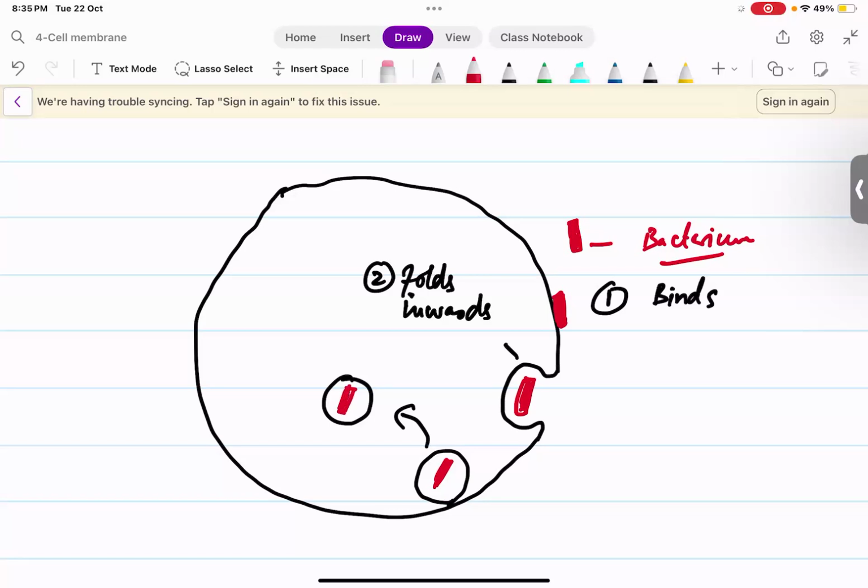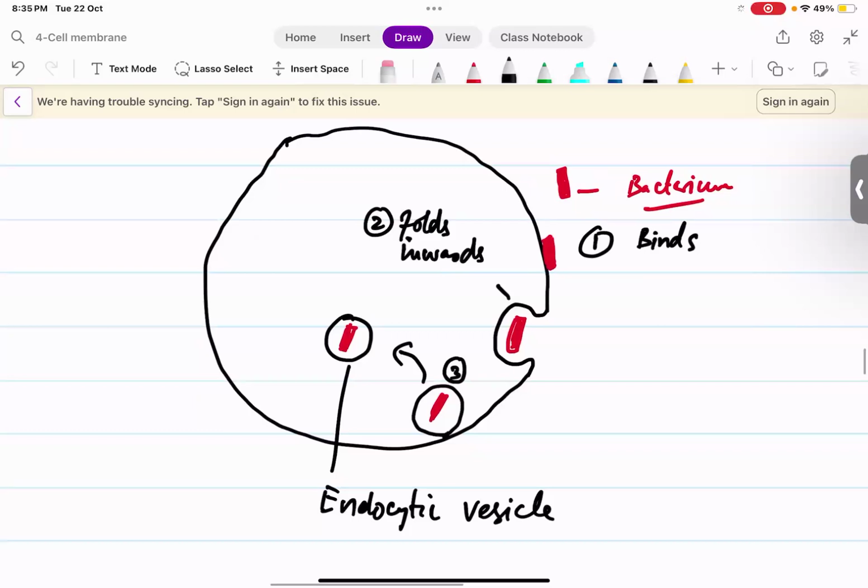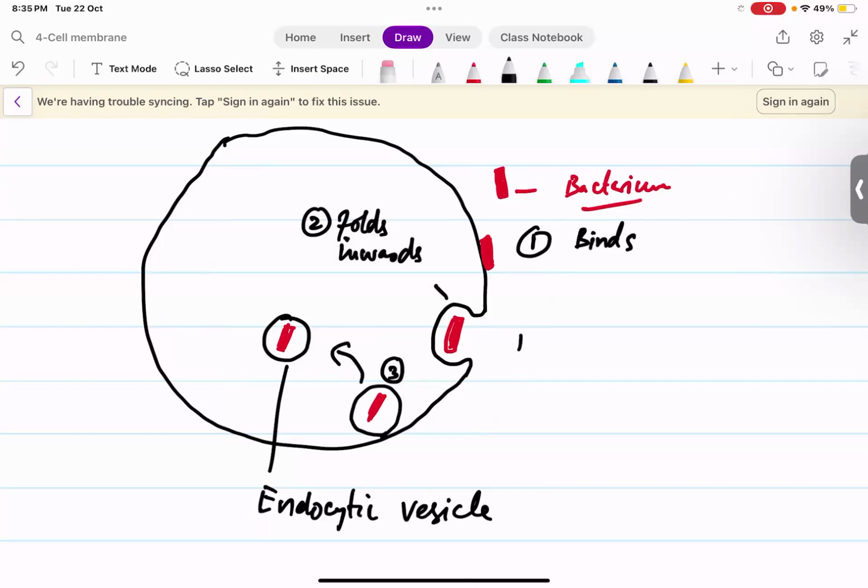Okay. This membrane-bound vesicle with the bacterium or a foreign object trapped in it is known as an endocytic vesicle. And this way of taking materials into the cell by inward folding of the membrane is known as endocytosis. So this is endocytosis. Intake of a material by inward folding of a cell membrane is known as endocytosis.